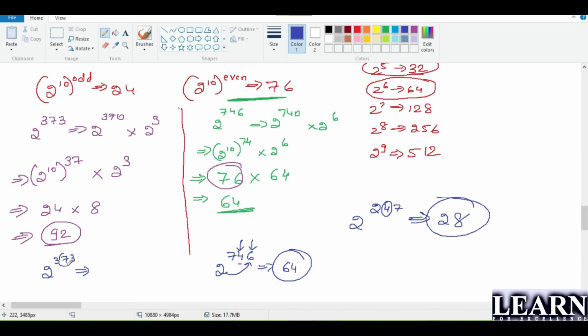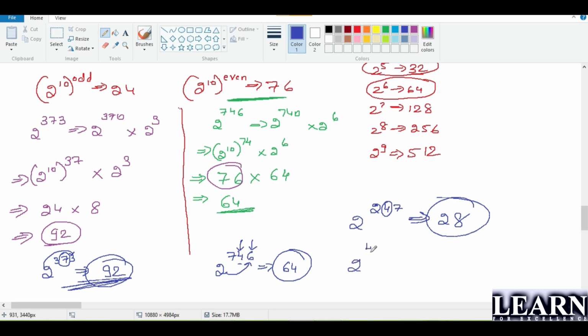Now I'll look at the number when the tens digit is odd. Now look here, the tens digit position is odd here. So when we have odd, take out the last power, 2 power 3, and take the complement of it. 2 power 3 is 8, 8's complement is 92. We can solve it in just 2 seconds, guys.